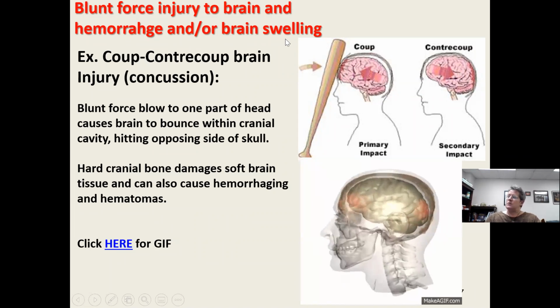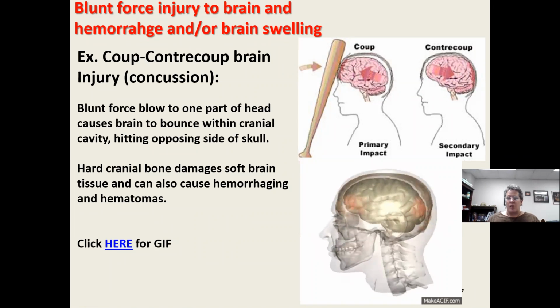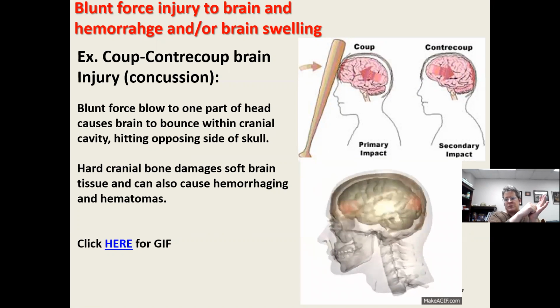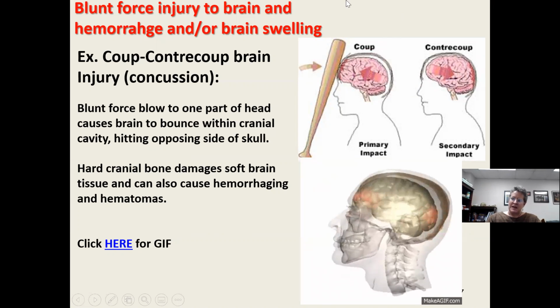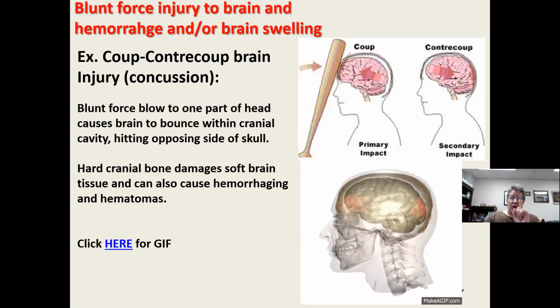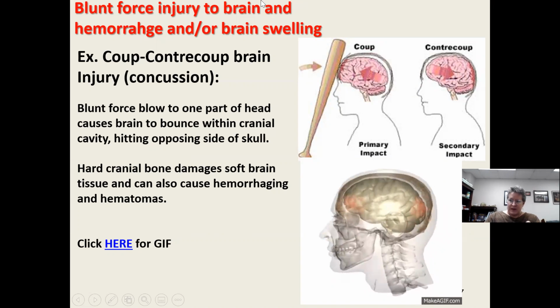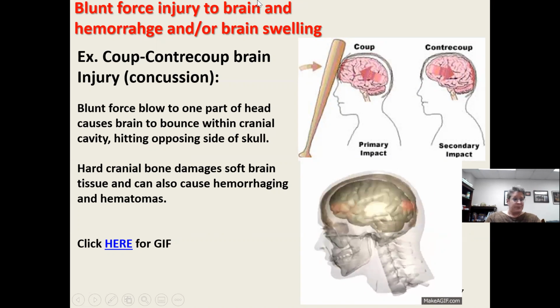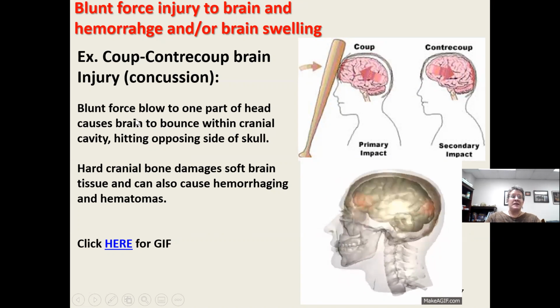Here's someone who we don't know. They could have been in a car accident. They could have gotten whiplash, something like that. It could be a football player who just got tackled. And what happens is the first impact, the coup, is the brain hitting at the front. And then it bounces back and smacks the cranial case in the back. And every time that brain makes impact against that hard bone, you can have trauma to the brain. You can also have a bleed. And we covered last time why a hematoma in the brain is so dangerous. So that's what a coup-contracoup brain injury is: blunt force to one part of the head causes the brain to bounce.